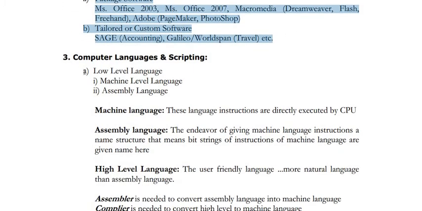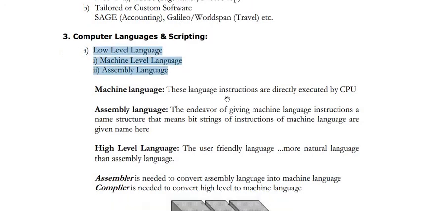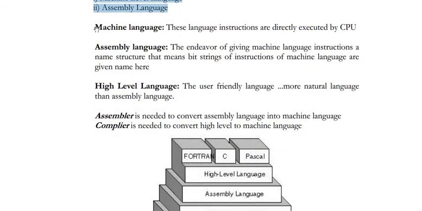3. Computer languages. Scripting. A. Low-level language. 1. Machine-level language. 2. Assembly language. Machine language: these language instructions are directly executed by the CPU.